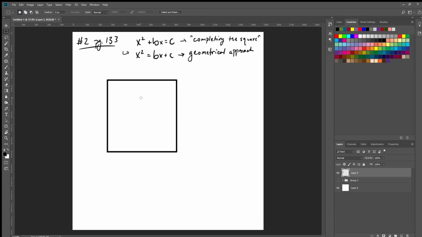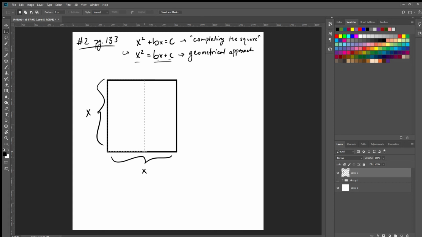And we got our square, and we're going to say that each side is x and x. So that means the area of this entire thing is x squared. So we have this part of the equation. Now we need to break it up into two parts. We're going to break it up into bx and c, and to do that, we're going to basically draw two rectangles.